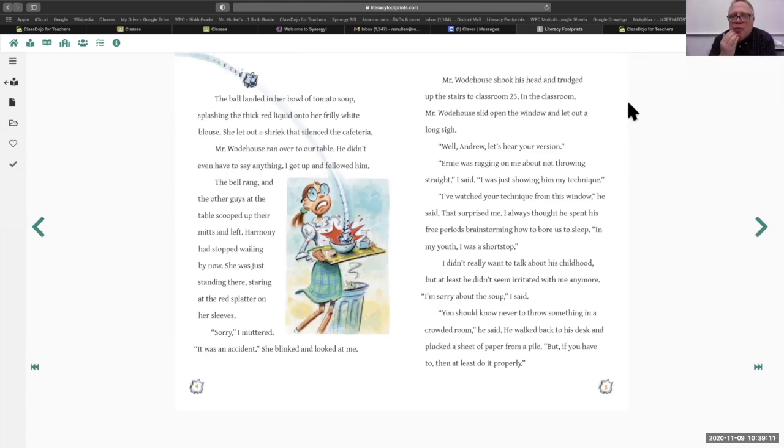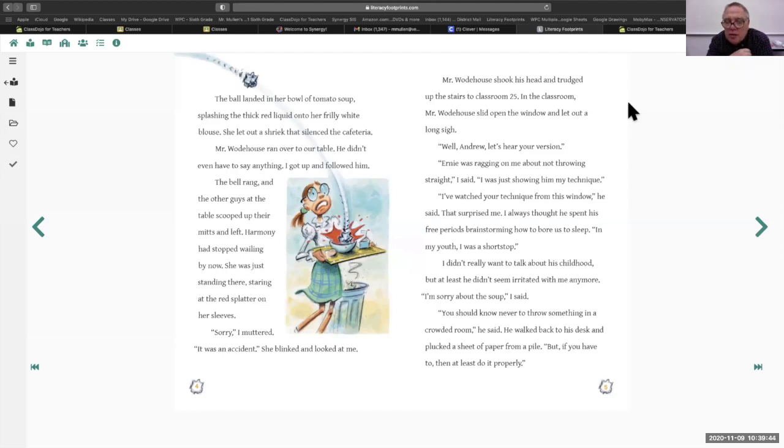Go ahead and put down your whiteboards. Read along with me. Mr. Wodehouse shook his head and trudged up the stairs to classroom 25. In the classroom, Mr. Wodehouse slid open the window, let out a long sigh. Well, Andrew, let's hear your version. Ernie was ragging on me about not throwing straight, I said. I was just showing him my technique. I watched your technique from this window, he said.